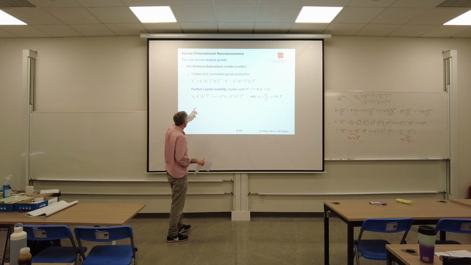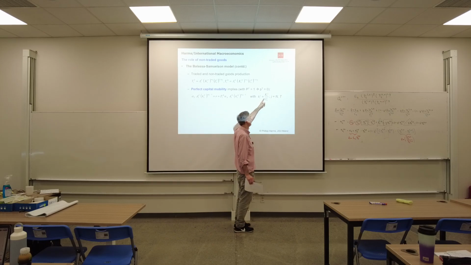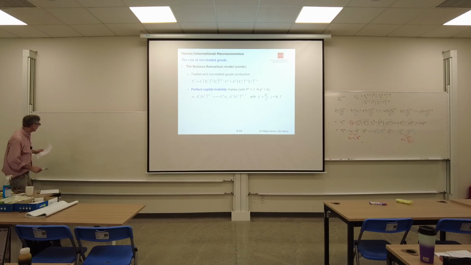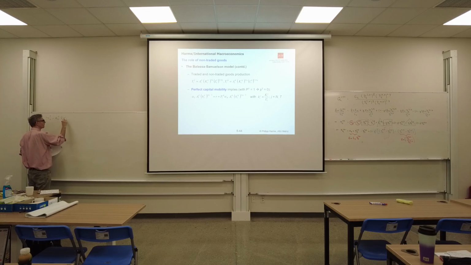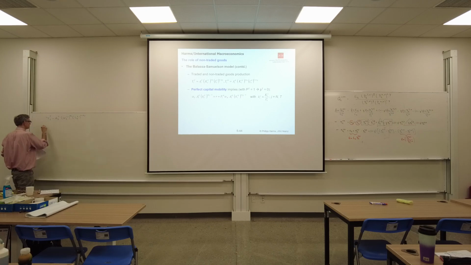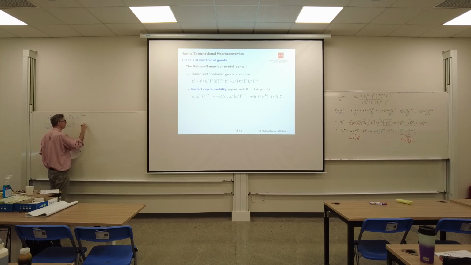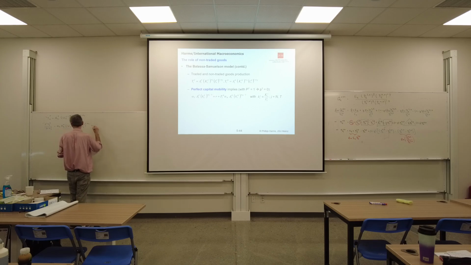And what is lowercase k? It's just the capital-labor ratio in the specific industry. How do you get that? If Y_T equals A_T K_T to the power of alpha T L_T to the power of 1 minus alpha T, then taking the derivative of output with respect to capital gives you alpha T A_T K_T to the power of alpha T minus 1 L_T to the power of 1 minus alpha T, and that has to be equal to R.